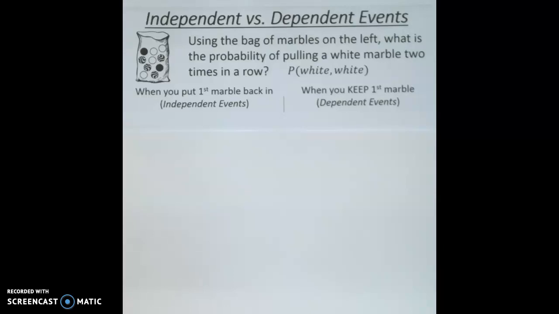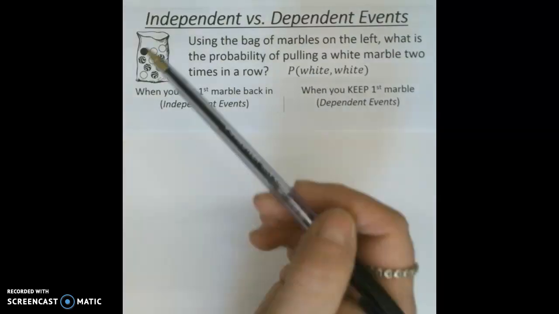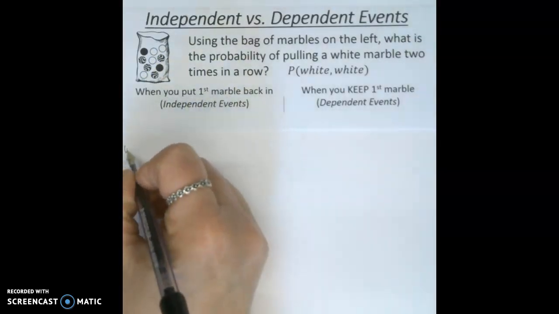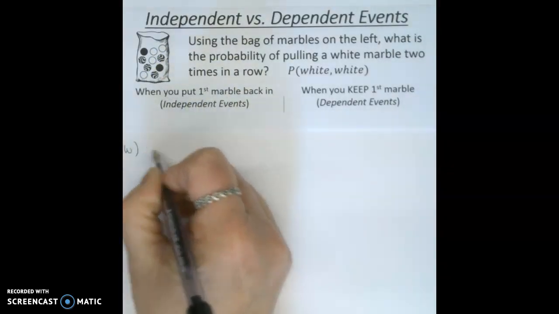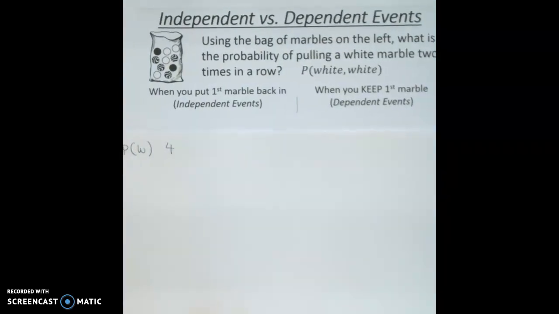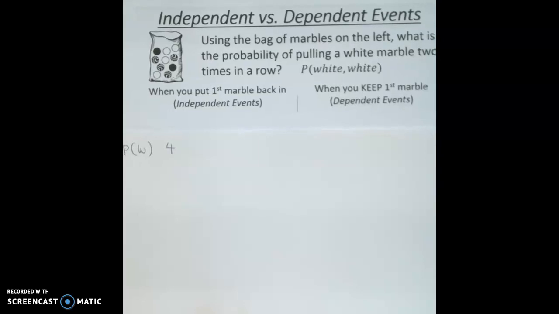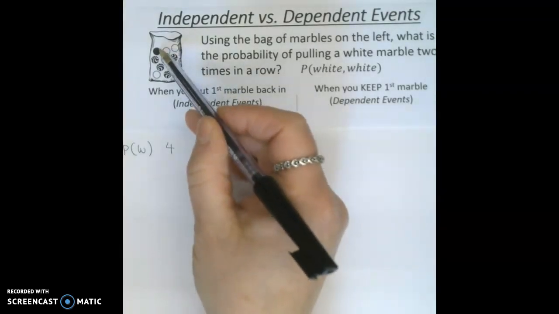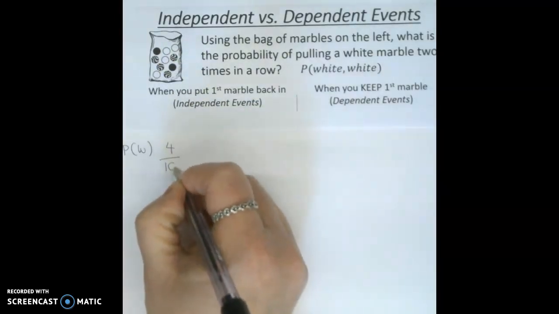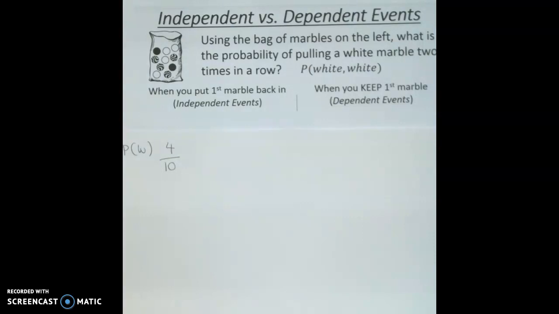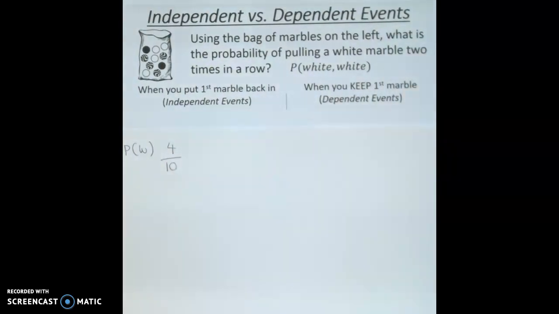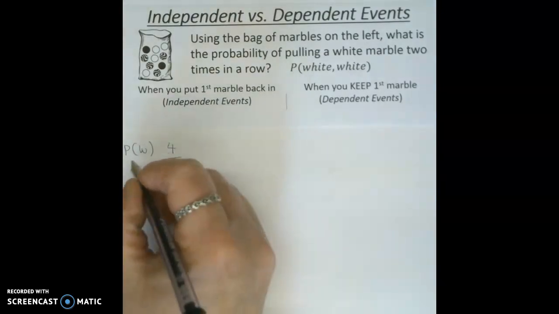So the probability of picking out a white marble, well, we have 1, 2, 3, 4 marbles. So the probability of picking out a white, we have 4 marbles. Oops, can you see that? So we have 4 marbles and we have 1, 2, 3, 4, 5, 6, 7, 8, 9, 10 marbles in the bag. So the probability of picking out a white marble is 4 out of 10. And that's for our first event.